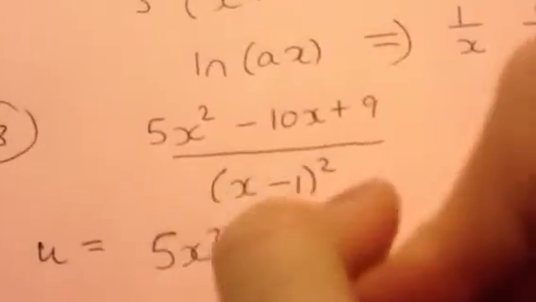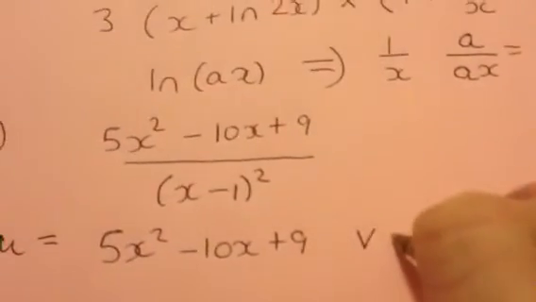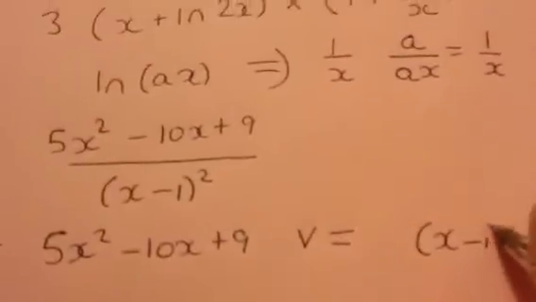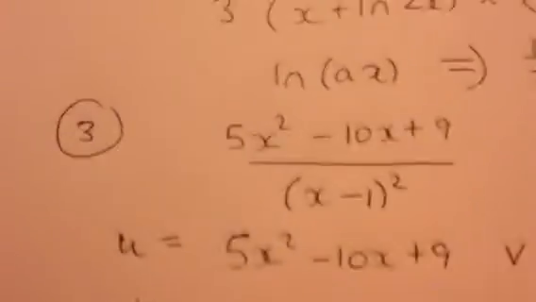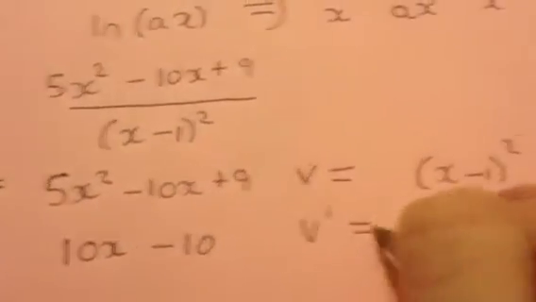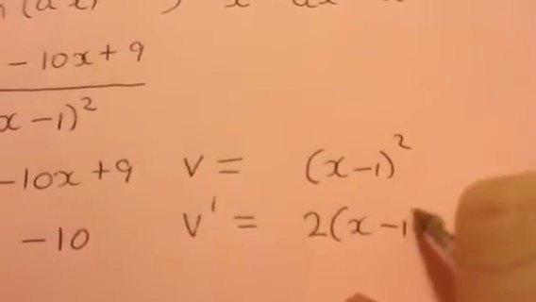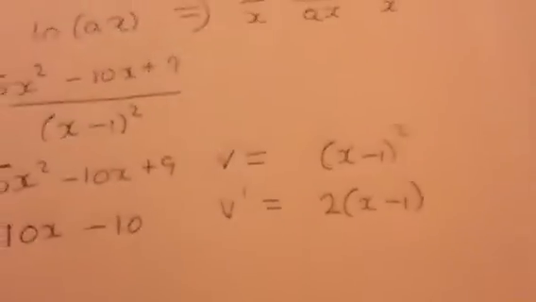Now u is 5x squared minus 10x plus 9, and hopefully a lot of you will have realised this is a quotient rule question, and v is x minus 1 squared. Now u dash, if I differentiate u now, then I get 10x minus 10, and write that, guys. Okay. Then v dash, we do chain rule, so 2 times x minus 1 times by 1, which is the differential of x minus 1.